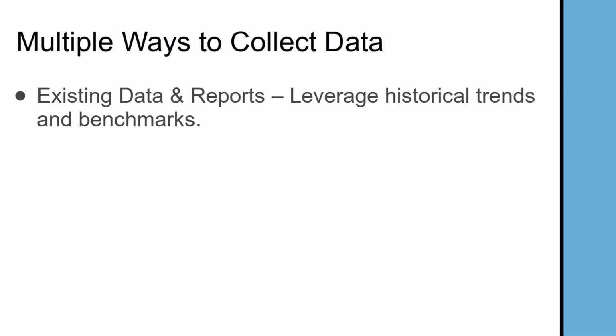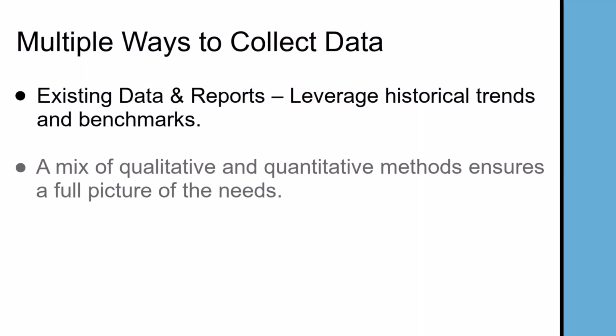We can also look at existing data and reports, leveraging historical trends and benchmarks. This is a classic type of data to use in needs assessment. We have a lot of pre-existing data about accessing goods, accessing services. A lot of these are used to quantify and measure the extent of a problem and the extent of how resources are being used. And with all these together, it's good to use a mix of qualitative and quantitative methods to look at a full picture of the needs. We have the counts and we have the descriptions. They're very important to use together.